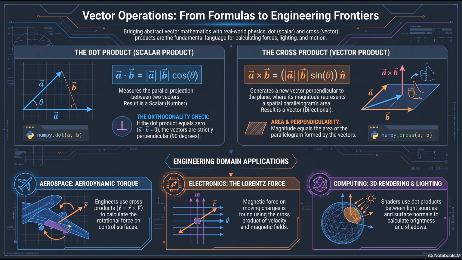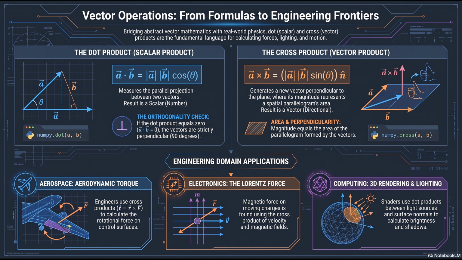So we have built this comprehensive mathematical toolkit now. We have vector scaling to stretch and reverse forces. We have the dot product to measure how much forces align. Right. And we have the cross product to generate entirely new perpendicular dimensions. So now we can actually build something.